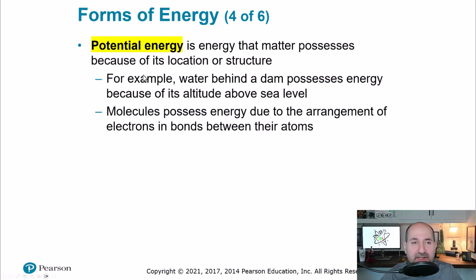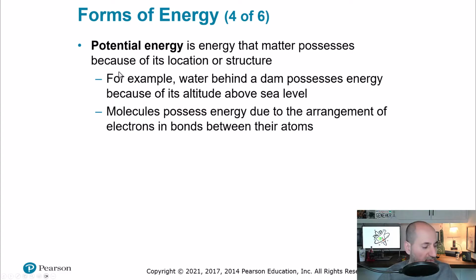Next, potential energy. This one's probably the most difficult one to wrap your brain around. So potential energy is energy that matter possesses because of either its location or its structure. Here's an example from your book. Water behind a dam possesses energy because of its altitude above sea level. That's an example of potential energy due to its location.